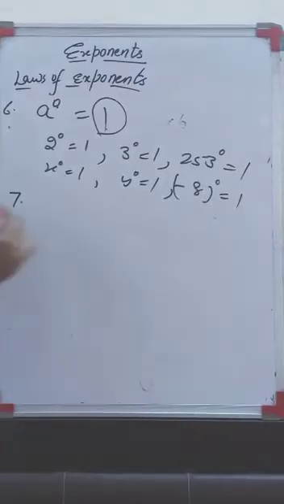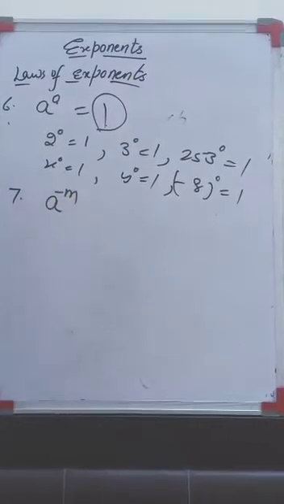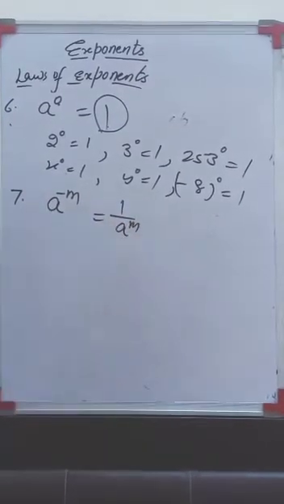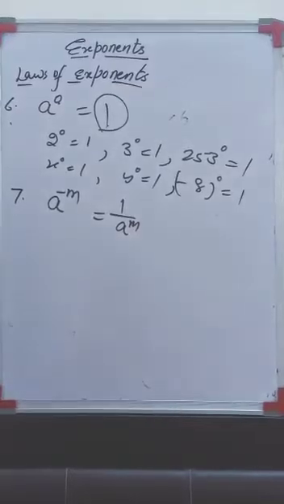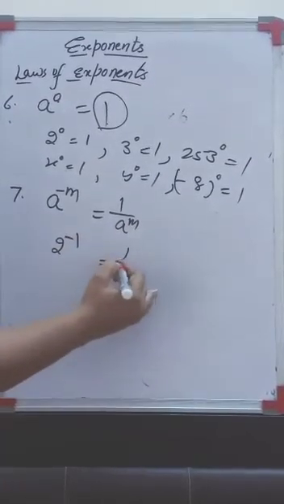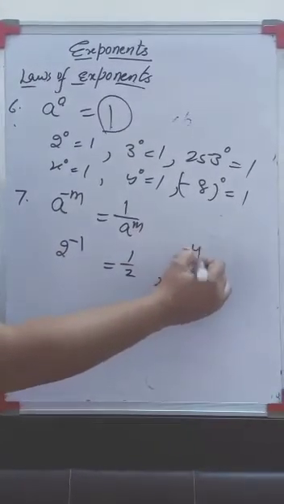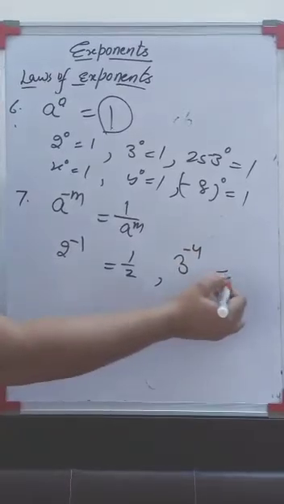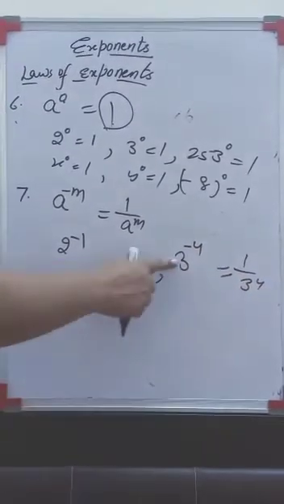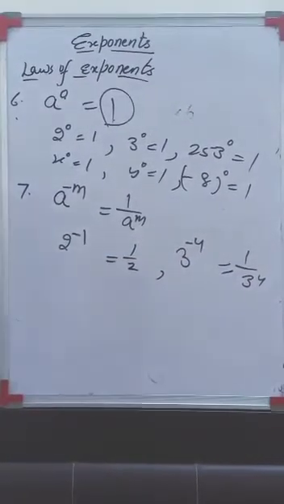The seventh rule is: if a base has a negative power, then you can write it in the form of its reciprocal. For example, 2 raised to power minus 1 will be 1 upon 2. If I write 3 raised to power minus 4, it will be 1 upon 3 raised to power 4. That means the number will go in the denominator and its power will become positive, right?